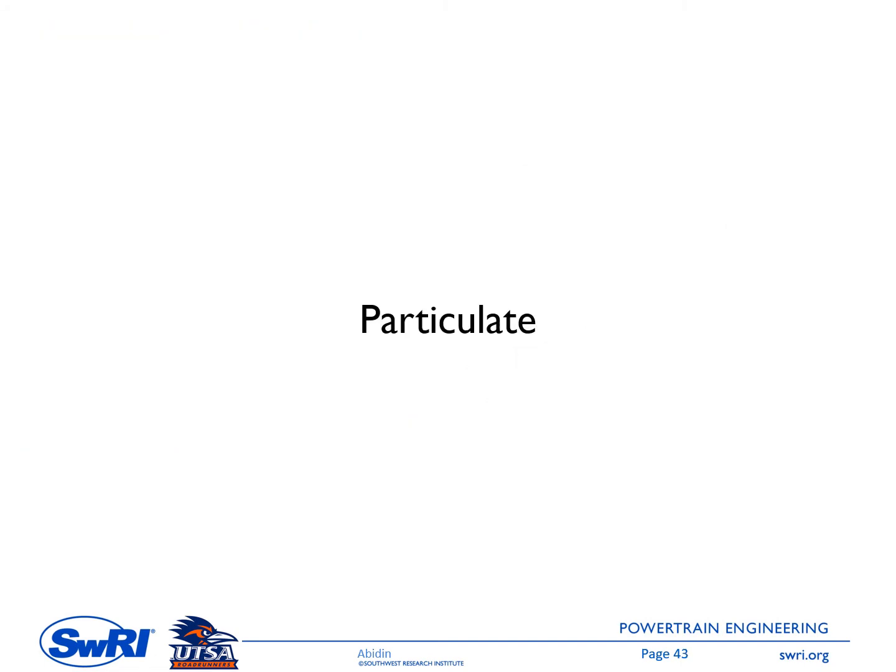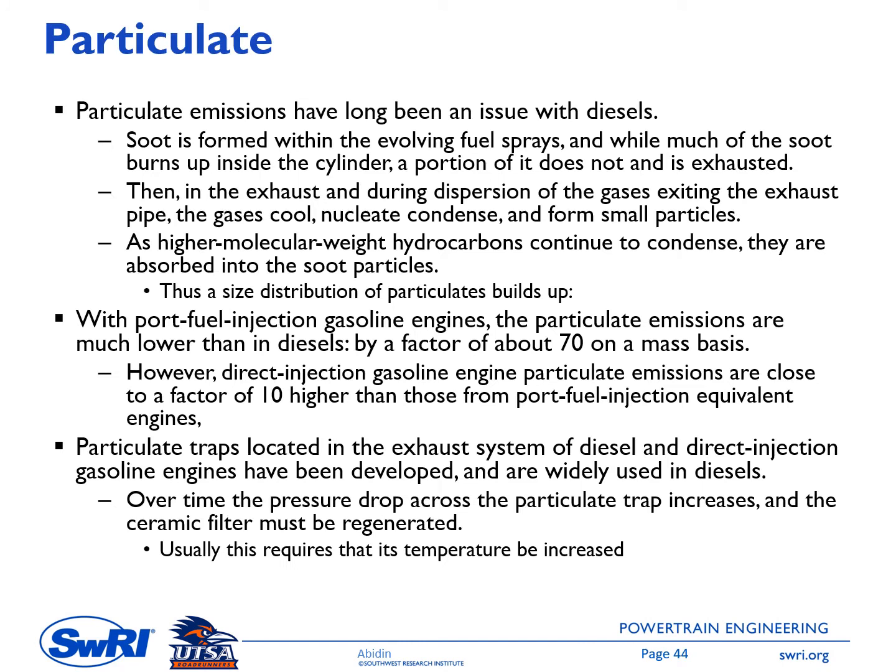The next pollutant is particulate. Particulate emissions have long been an issue with diesel engines. Soot is formed within the evolving fuel spray, although the majority of the soot is oxidized inside the cylinder. A portion of it doesn't and is exhausted. Then, in the exhaust and during dispersion of gases exiting the exhaust pipe, the gases cool, nucleate, condense, and form a small particle. And then as higher molecular weight hydrocarbons continue to condense, they are absorbed into this soot particle and it will form a size distribution of the particles.